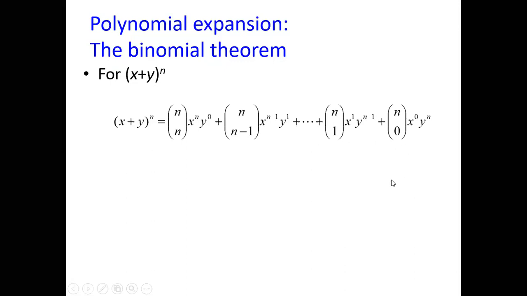Okay. Now, what is the theorem? If you have (x plus y) power n, the equation will be like this. From the x side, x power n, y power 0; then x power n minus 1, y power 1. Always the sum of the powers of x and y must be equal to n. Okay? Here we have n plus 0, n minus 1 plus 1, and so on.